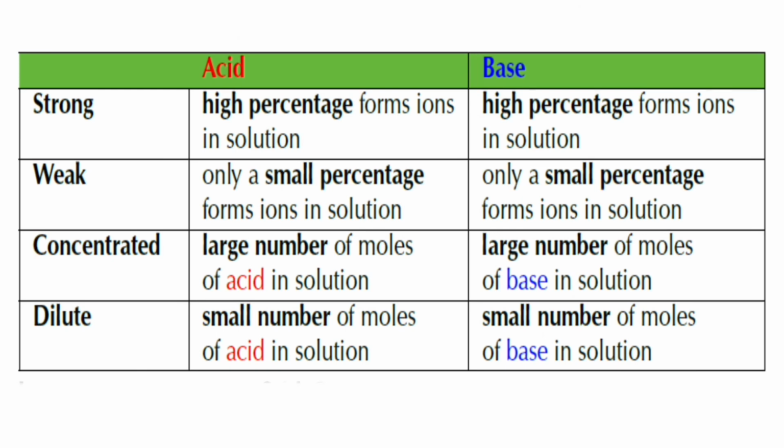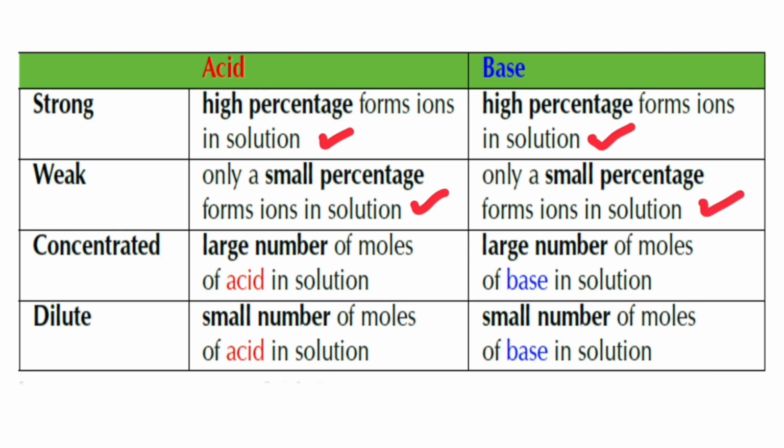An acid is strong if there is a high percentage of ions formed in the solution. And a base is strong if there is a high percentage of ions in the solution. An acid is going to be H plus and the base is going to be OH minus. And then for a weak acid, only a small percentage of ions are formed in the solution, while a weak base is the same, right? Just different ions. In acid, we know that it is H plus, and then in bases, it is OH minus.